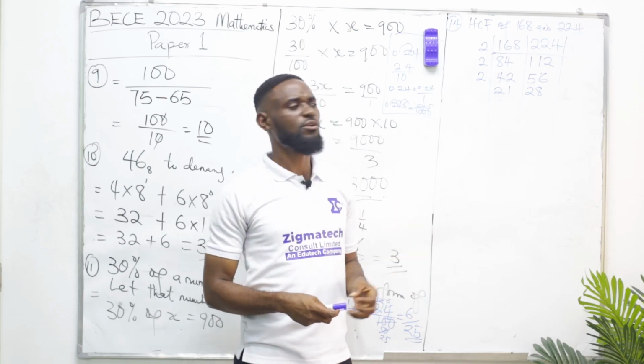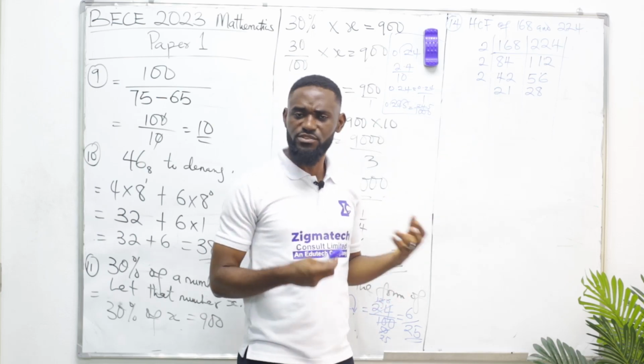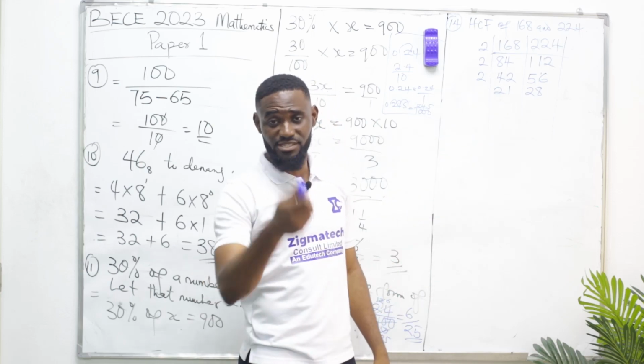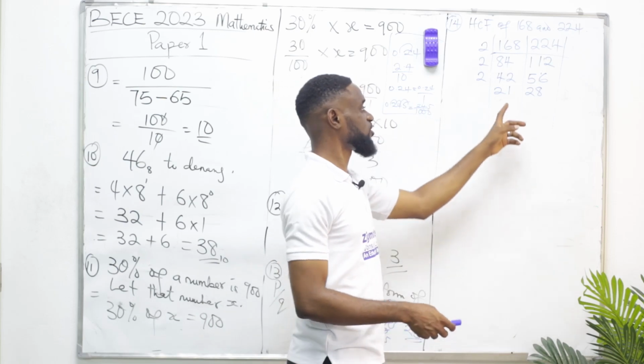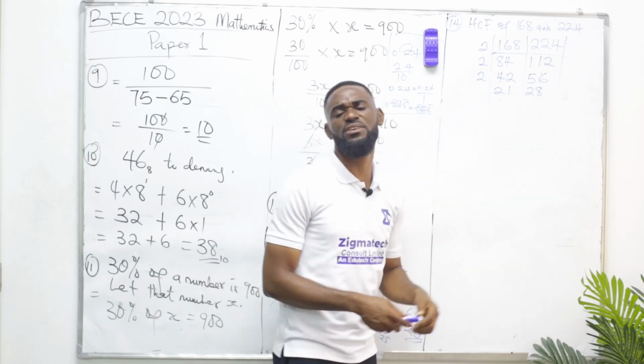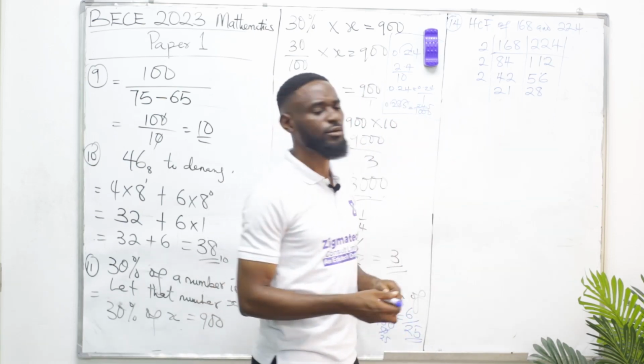4 is not a factor of 21. 5 is not a factor. 6 is not a factor, but 7 is a factor. 7 is a factor of 21. It is also a factor of 28. Is that okay now?